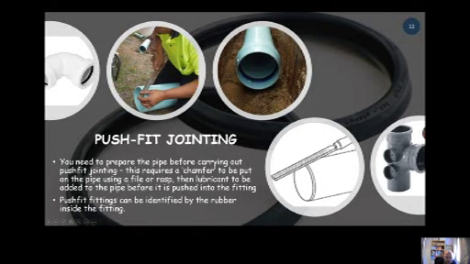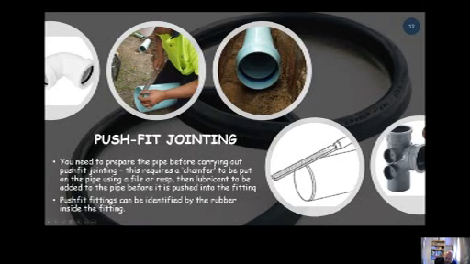Push fit jointing. You can use push fit fittings. This one on the left would be only for polypropylene, but this one here looks like it's for either a 3-inch or a 4-inch PVC pipe. So it's perfectly okay to use push fit with PVC, ABS, and polypropylene. Just make sure that you use the correct type of fittings for each one.